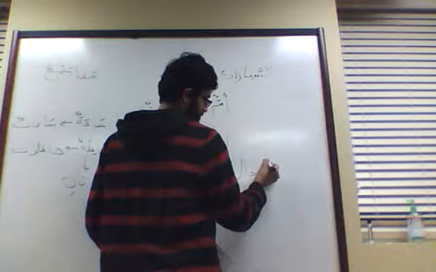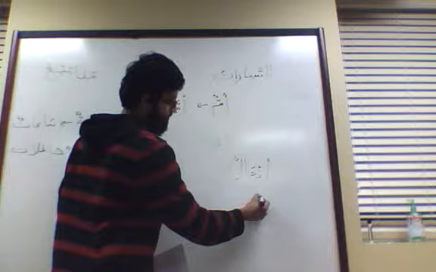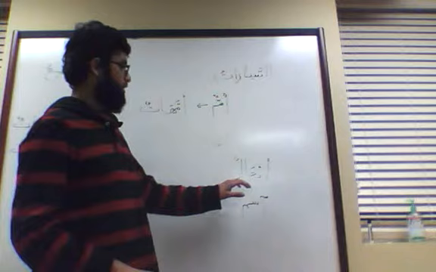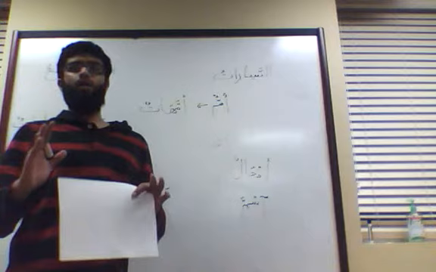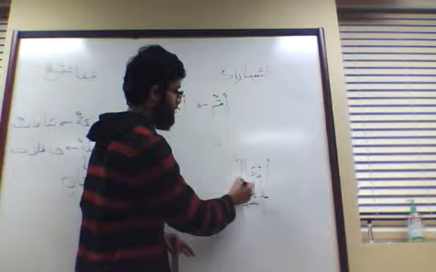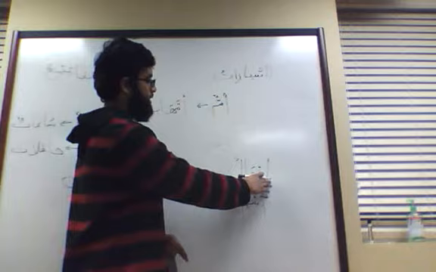So you have ismun. Alright, so this is how patterns work. You have af'alun. Usually, not always, you can correspond the fa, ayn, and lam to the first, second, and third letter. The alif and the Hamza here, you can just add them in.